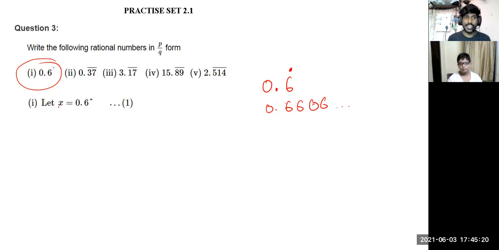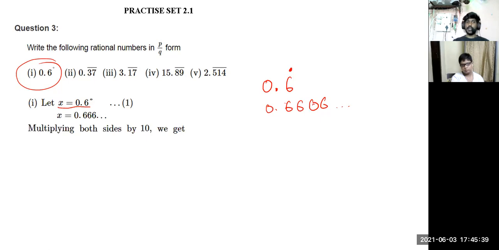So first you say, let x is equal to 0.6 dot. That means 0.6 recurring. That means x is equal to 0.6666 dot dot dot. Are these two lines clear? Two steps clear? Yes, sir. Okay, so let's go further.